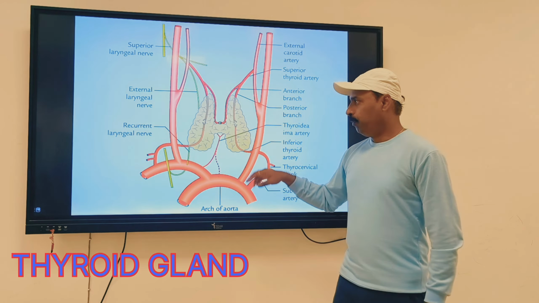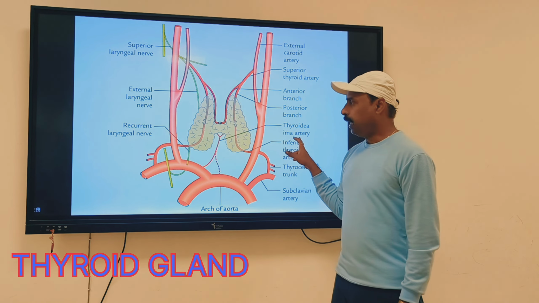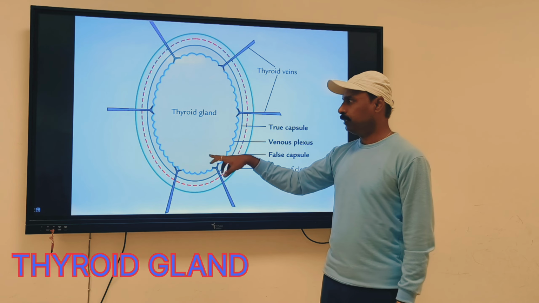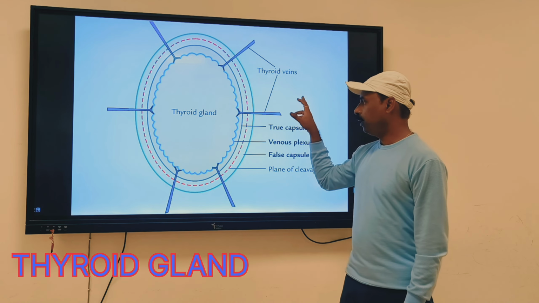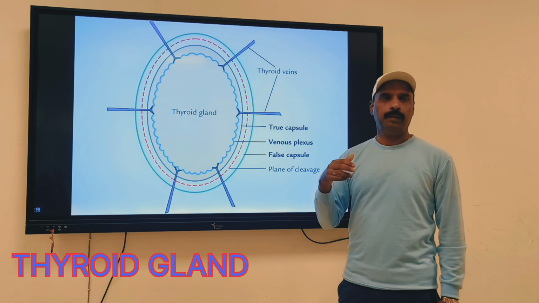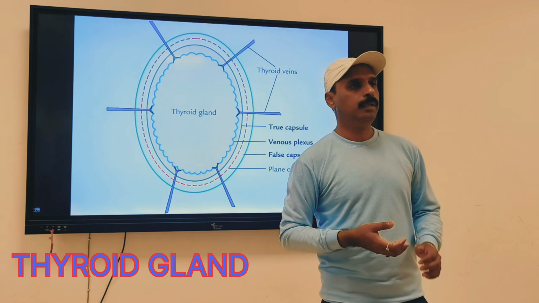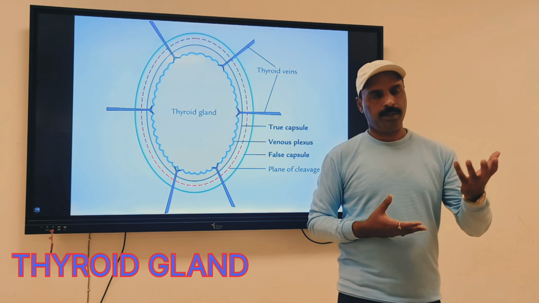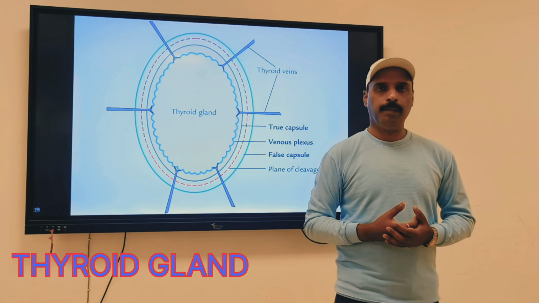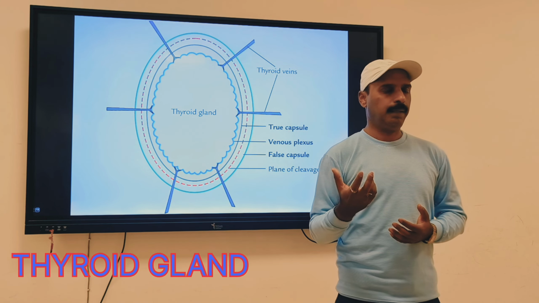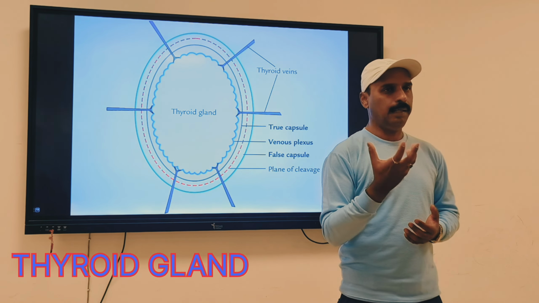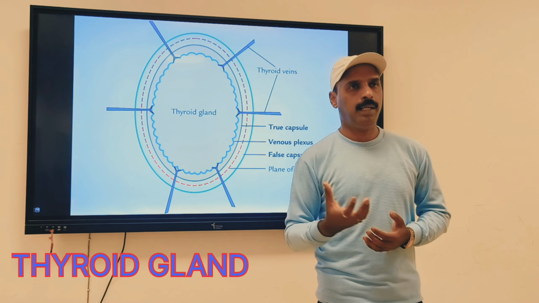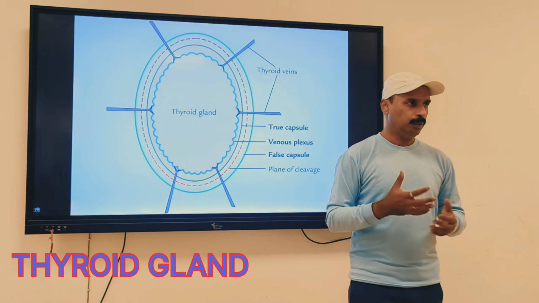Okay. When you see this, the thyroid is the tissue from which we get the actual thyroid gland. Now we are dealing with the structure of the thyroid. What is it made up of? It is made up of the true capsule, the false capsule, then the actual gland tissue. There are three components in the thyroid in total.